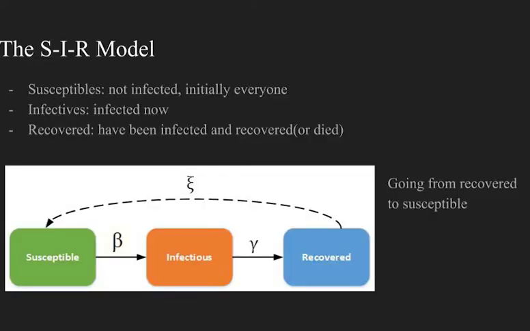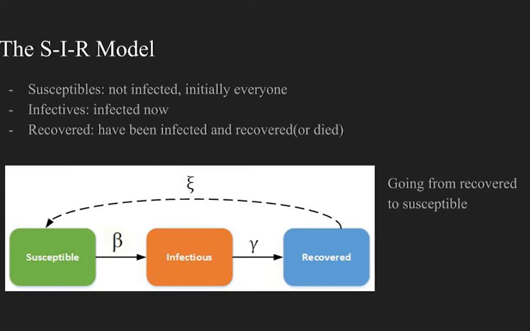Now we'll talk about a well-known model used to predict infectious disease spreads. This is called the SIR model. In any given time, the SIR model partitions our population of interest into 3 different parts.